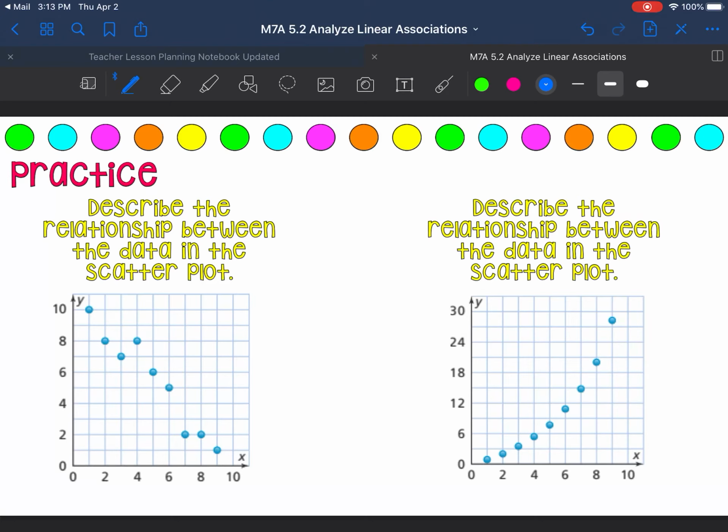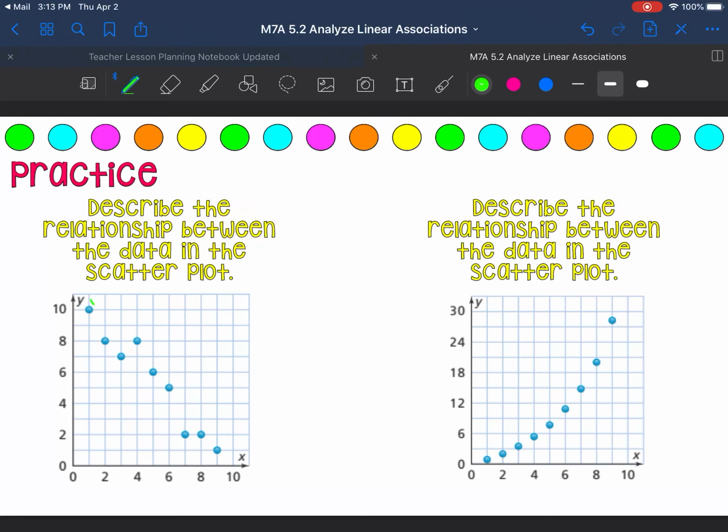All right. So last two problems we're going to look at today. The first one says, describe the relationship between the data and the scatter plot. Whenever it says describe the relationship, that means it wants to know, is it positive, negative, or no association? And finally, it wants to know, is it linear or nonlinear? And then it wants to know, is it weak or strong? So let's start off first by finding out if it is positive or negative.